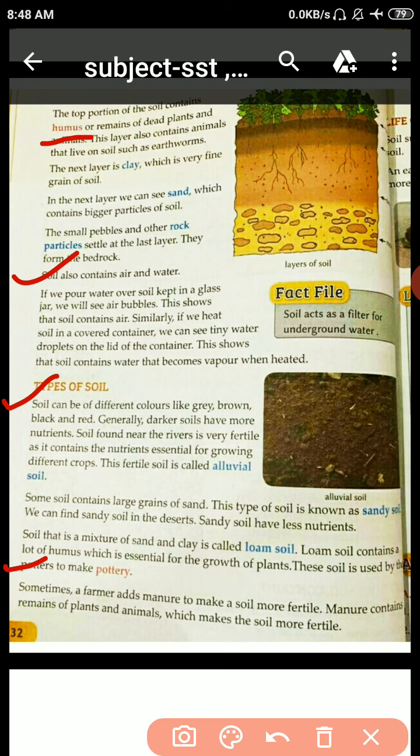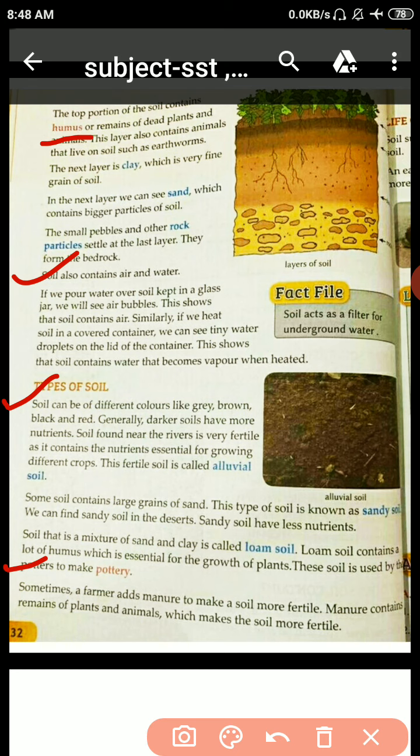Third is loam soil. Students, this soil is black in color. It is formed from the rocks made by lava. It is good for growing sugarcane and cotton. Loam soil is a mixture of sand and clay. Loam soil contains a lot of humus, which is essential for the growth of plants. This soil is used by potters to make pottery.